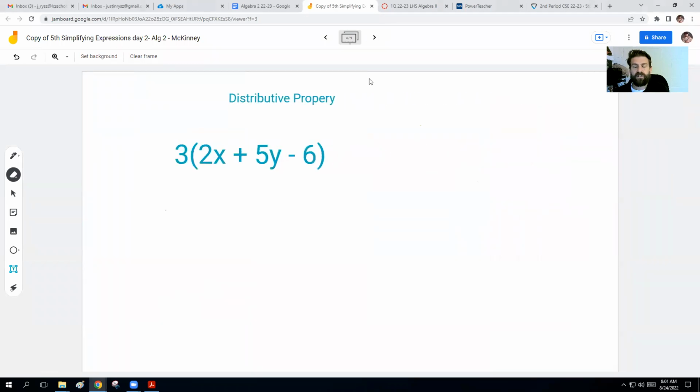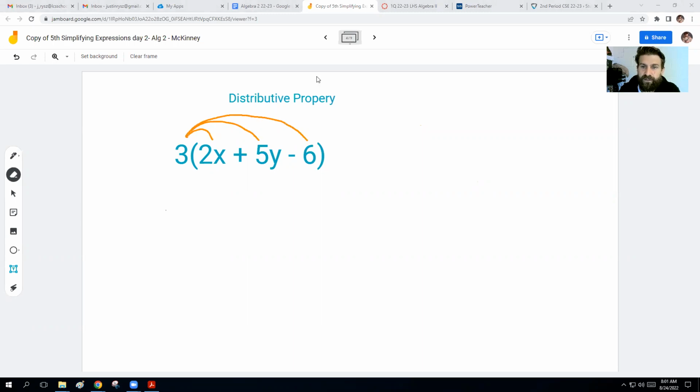So let's see if you guys could try this. Oh, actually, the next part is the distributive property. Now, when we have a set of parentheses with a number outside of, or actually any term outside, what that means is we need to distribute or give out that term and multiply it to each part.